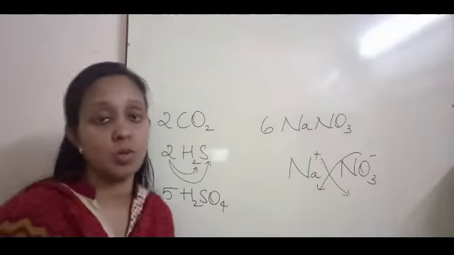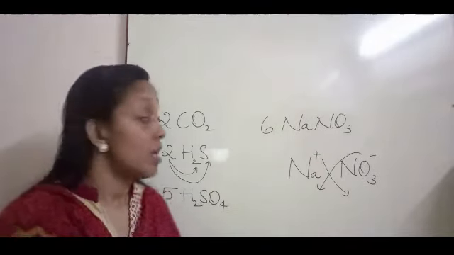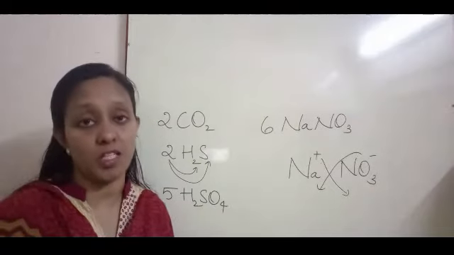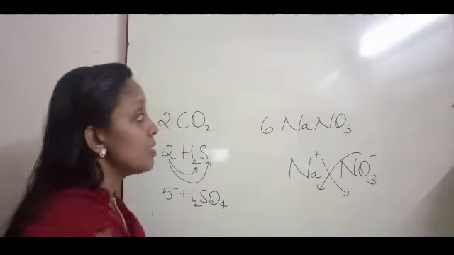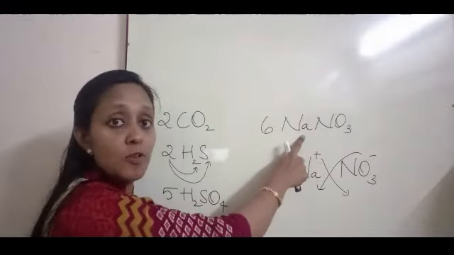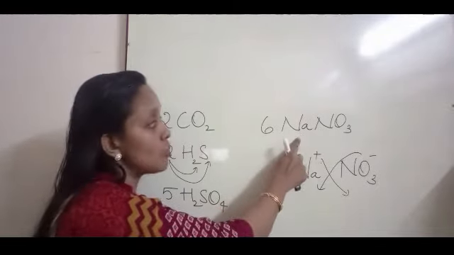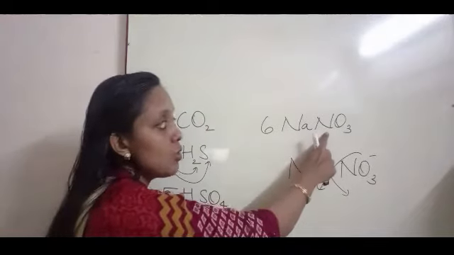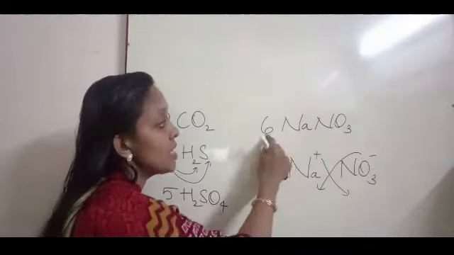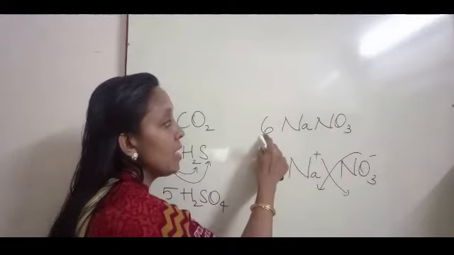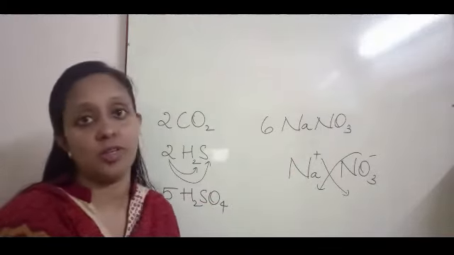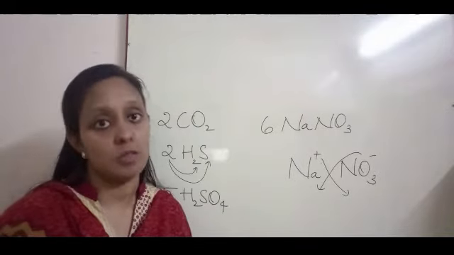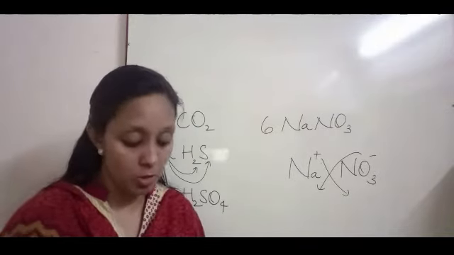So NaNO3 is sodium nitrate, and there are 6 molecules of sodium nitrate consisting of how many atoms of each element? 6 into 1 for sodium, so 6 atoms of sodium, 6 into 1 again for nitrogen, 6 atoms of nitrogen, and 6 into 3, 18 atoms of oxygen. That's how you answer this question. Okay, I hope this part is also clear.